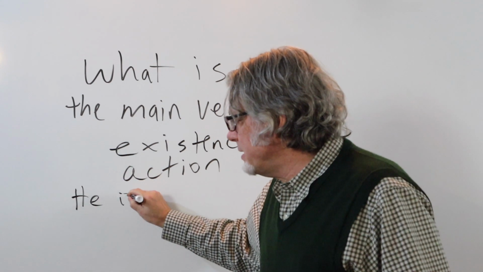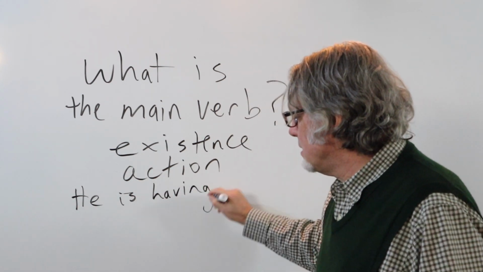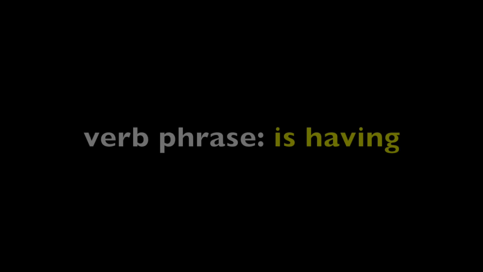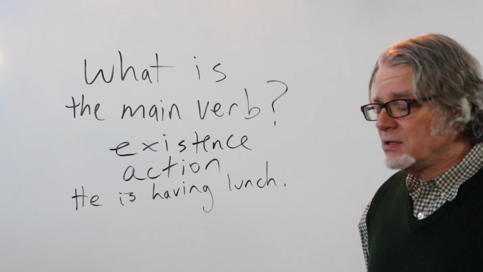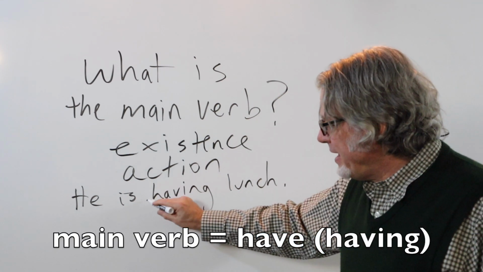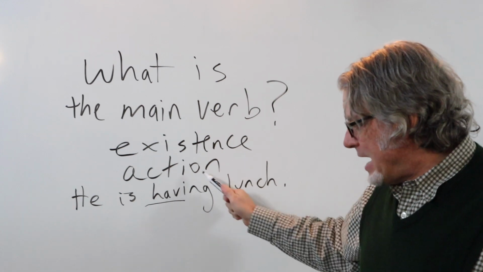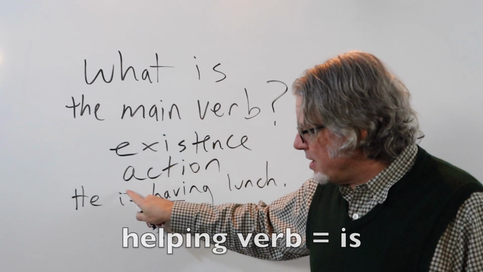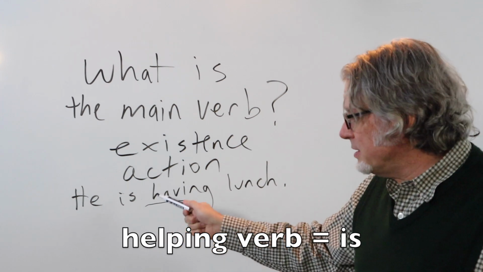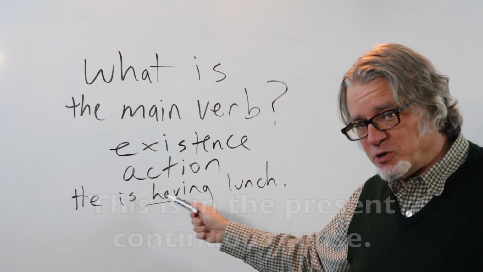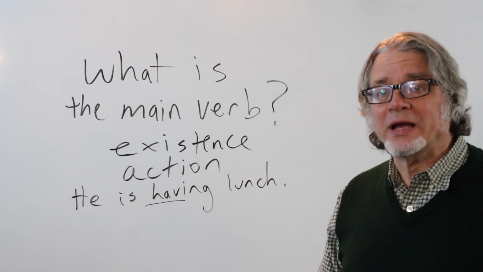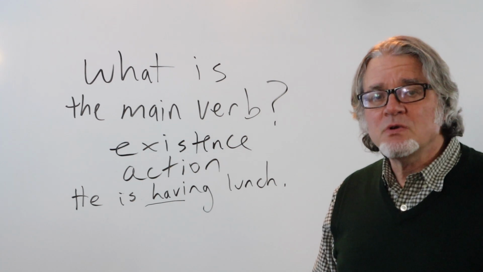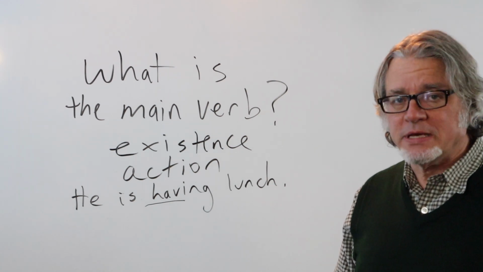He is having lunch. Do you see where the main verb is? The main verb is right here, have. It has an ing ending, and here is a helping verb that is used to make the tense. This is in the present continuous tense. It's important to identify the main verb so that you know how to properly form it.